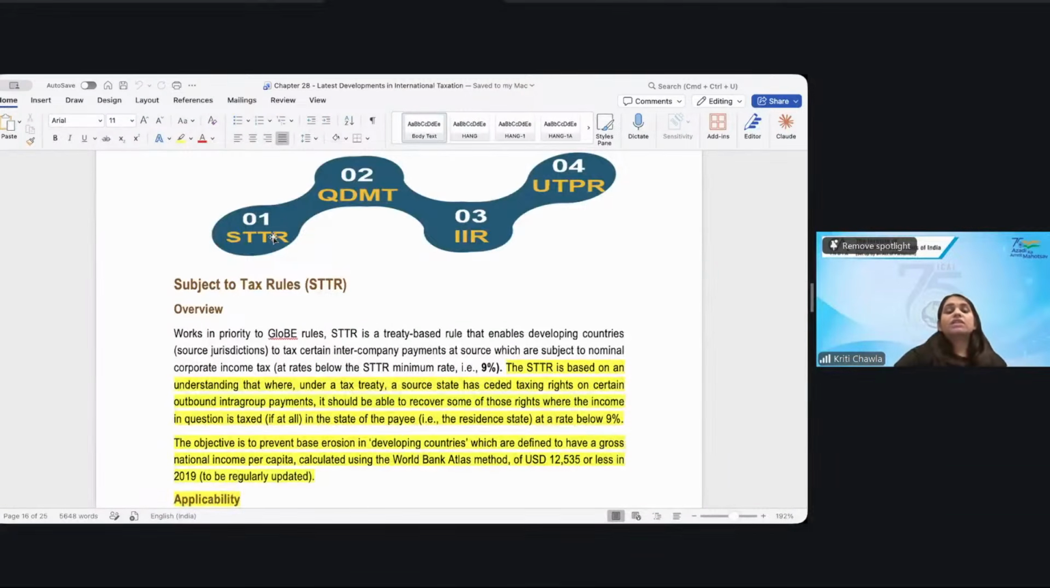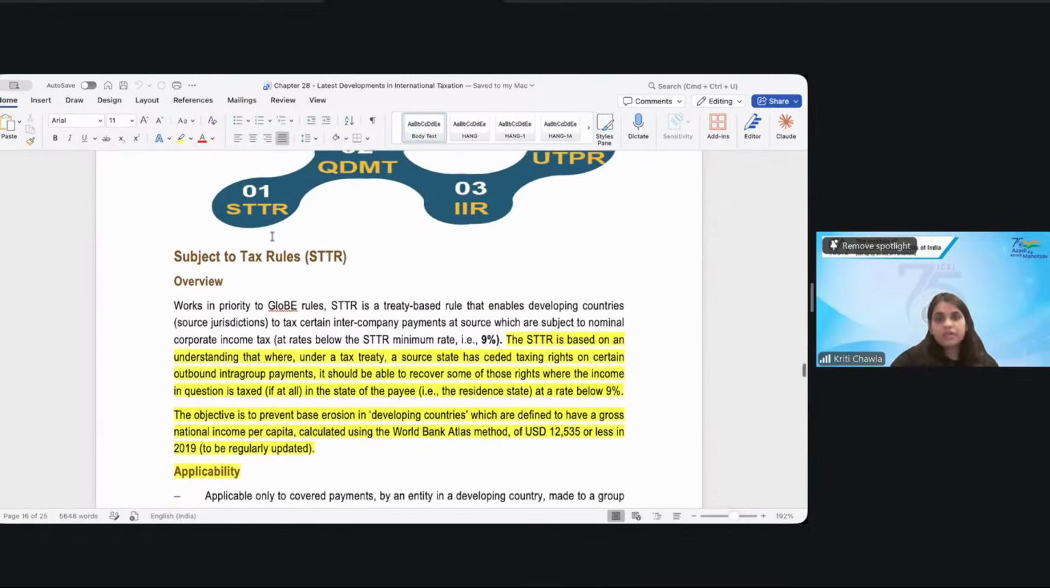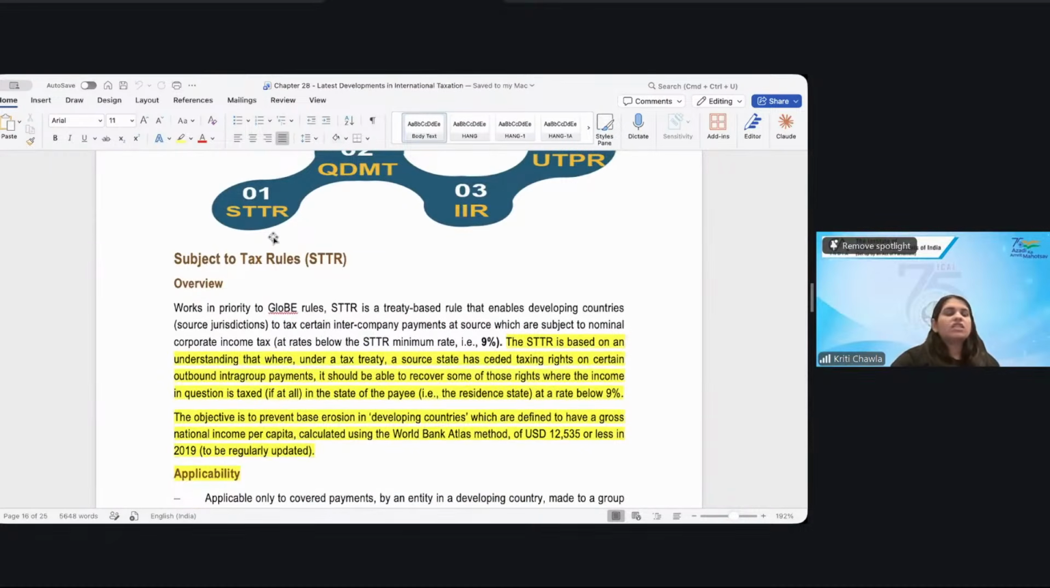So let's look at the STTR, which is the treaty-based rule, as I mentioned before. Now, the STTR is based on the understanding that where under a tax treaty a source state has ceded taxing rights on certain intra-group payments, it should be able to recover some of those taxing rights where the income in question is taxed in the state of the payee at a rate below 9%.